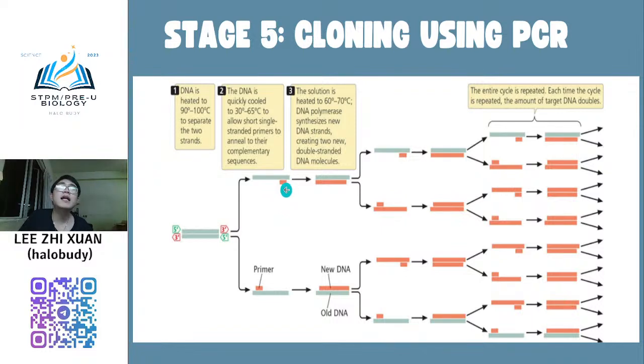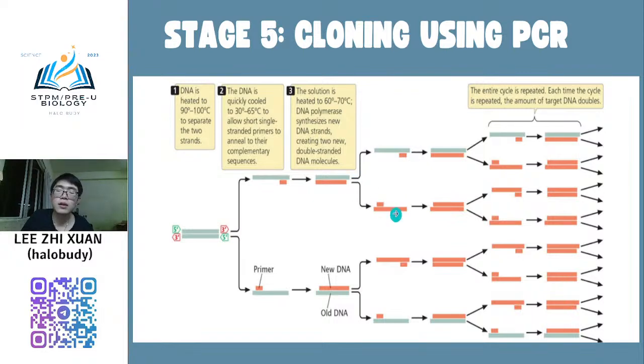We need a DNA primer, but this DNA primer is not formed naturally. In the DNA replication mechanism, the DNA primer is formed naturally, right? But for this one, the DNA primer is something we create ourselves. Okay, after that, it will elongate the DNA strand until the target that you want.